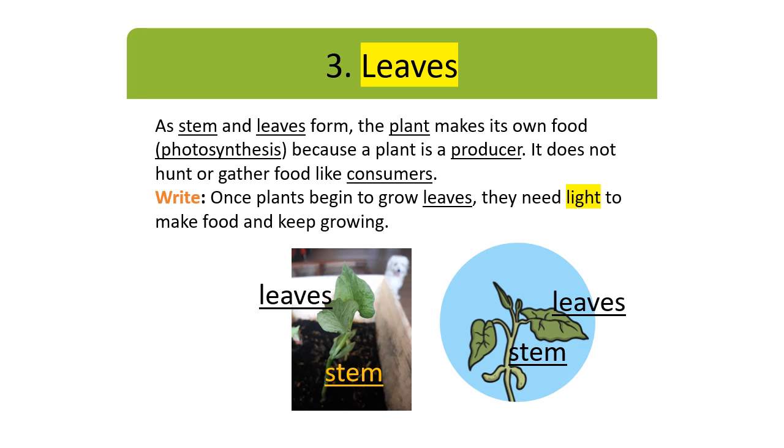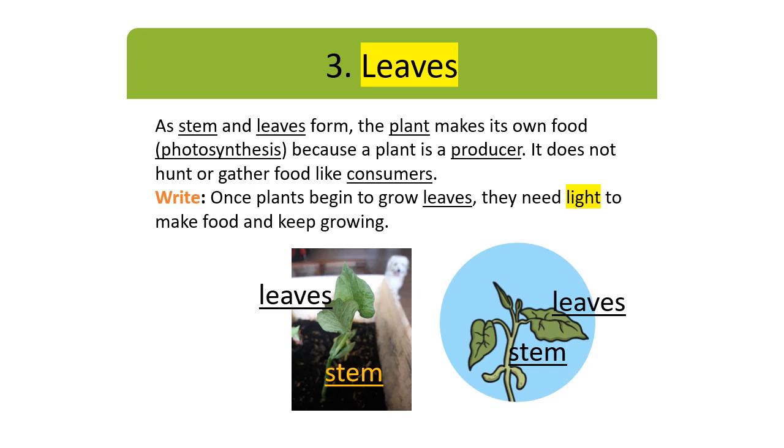Then we have the leaves. It says, as the stem and leaves form, the plant makes its own food. We call this photosynthesis because a plant is a producer. We learned during our food chains unit that plants are producers. They do not hunt or gather food like consumers.